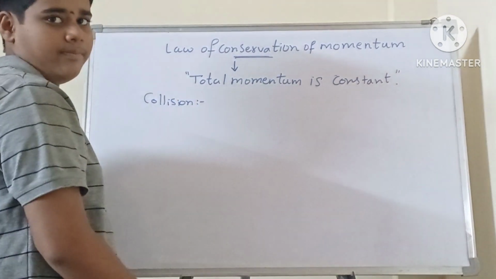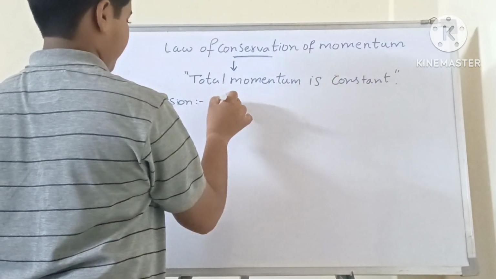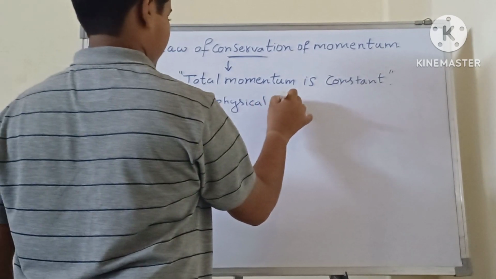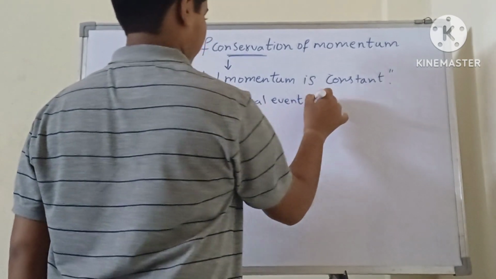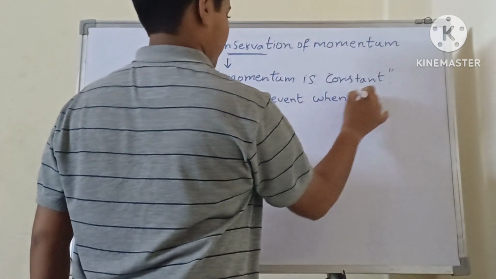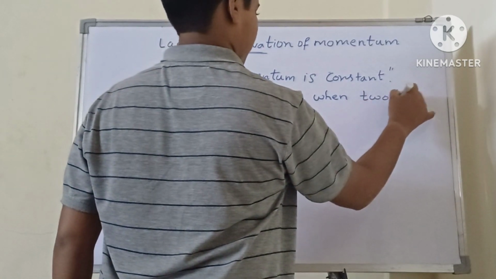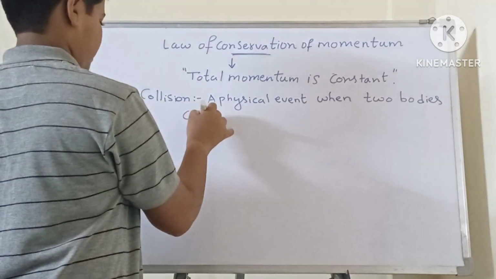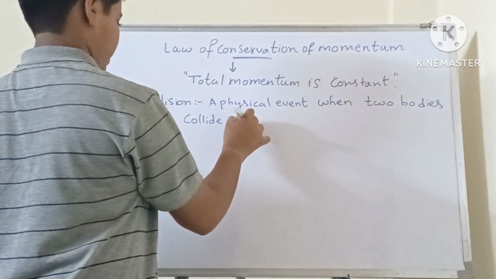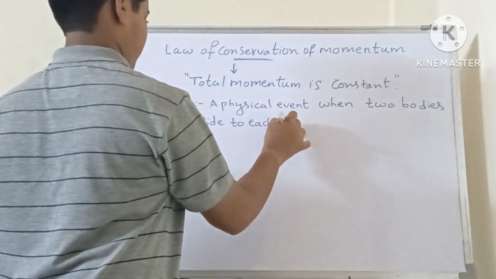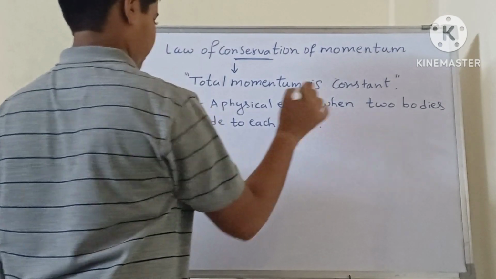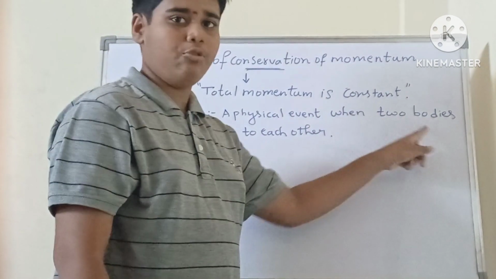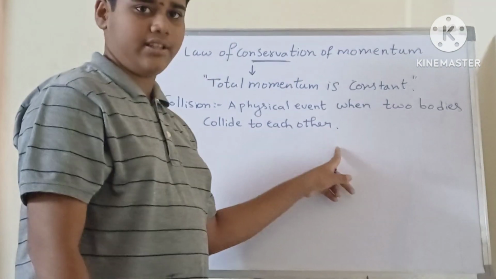What is collision? A collision is a physical event when two bodies collide to each other. Collision means a physical event when two bodies collide to each other.